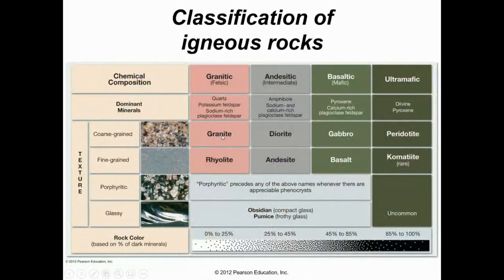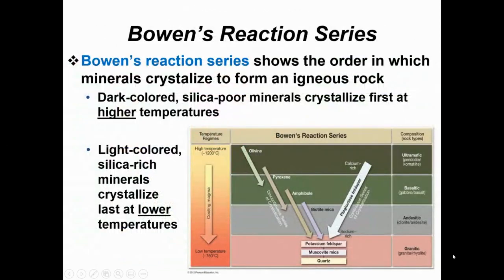So here's just another way to look at the last chart we looked at. It contains a little bit more information, but it's basically the same thing, so I'm not going to labor on it. It breaks it down again by composition and then texture, and then adds a little bit of extra information down here as well, like percent color of dark versus light. Just another way to classify.